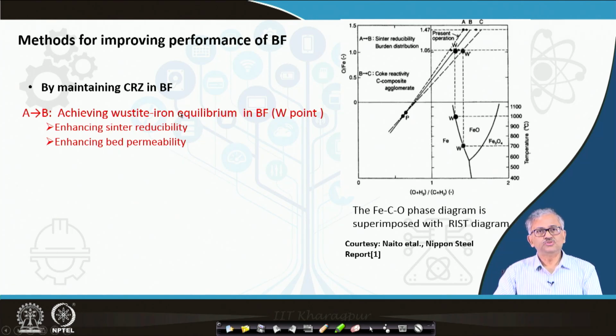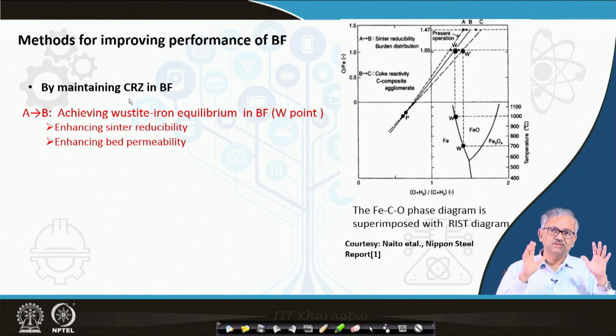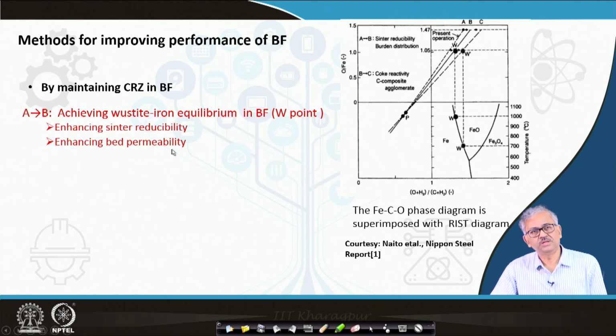So enhancing the sinter reducibility and enhancing the bed permeability. If you can increase the bed permeability, that will also ensure more gas-solid interaction, and if the solid has more reactivity, you can quickly attain that equilibrium. So you have to do this if you cannot attain a CRZ. Attaining a CRZ is essential to increase the thermodynamic efficiency, because we have a limitation, as I said, because Wustite-iron equilibrium allows only 30% utilization of the CO. So 70% CO will be there anyway. So we have to think about the sinter reducibility and the bed permeability.